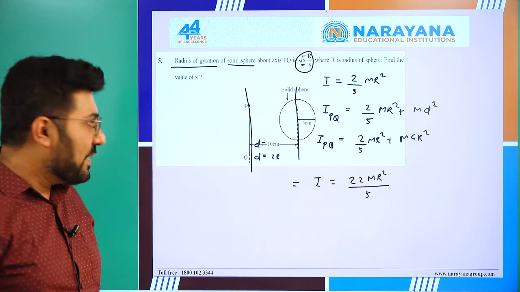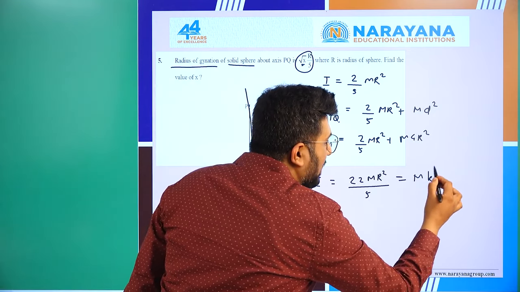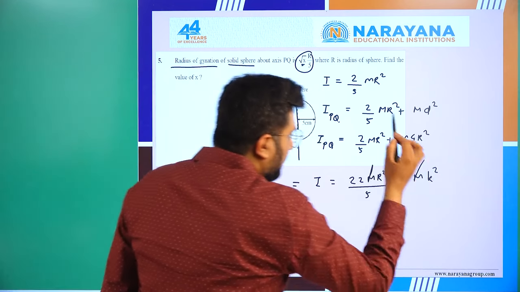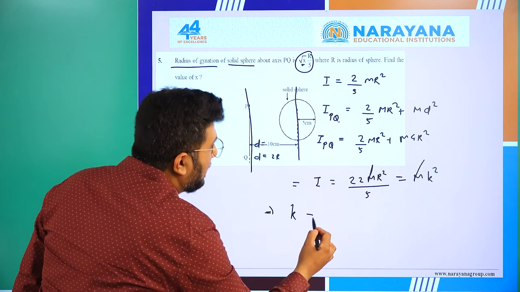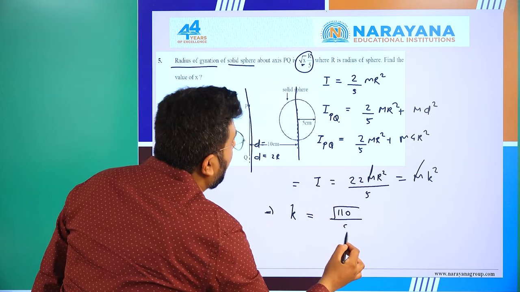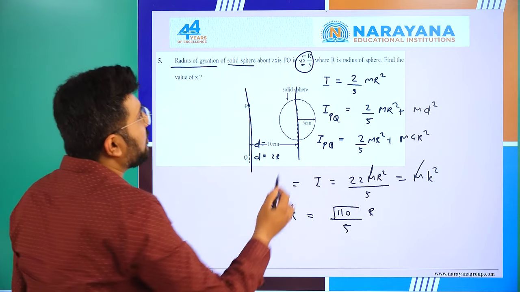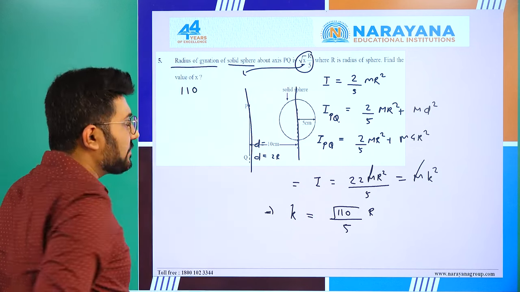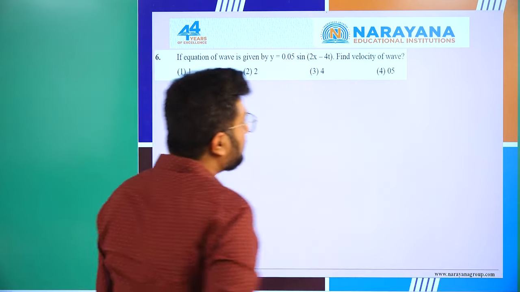So once I get the moment of inertia about PQ, I can equate it with mk square, where k is the radius of gyration. So once I solve this, I will get k equals root over 110 by 5 into r. So basically our answer x here will be 110. Okay, let's go to the next question.